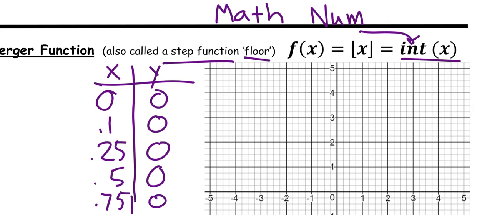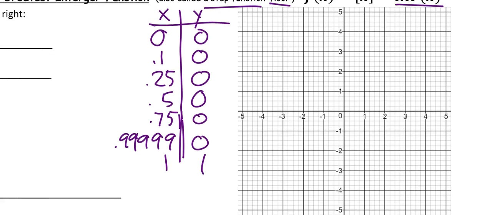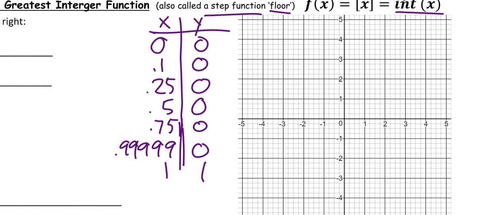Man, seems pretty eventful. How about 0.999999999? Round it down. 0. That's weird. 0.9 repeated would also go to 0. Okay, so what happens when I put in a 1? We get 1. Because you can't round it down when it already is an integer.